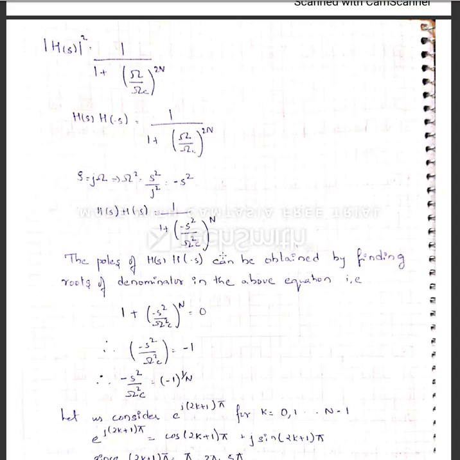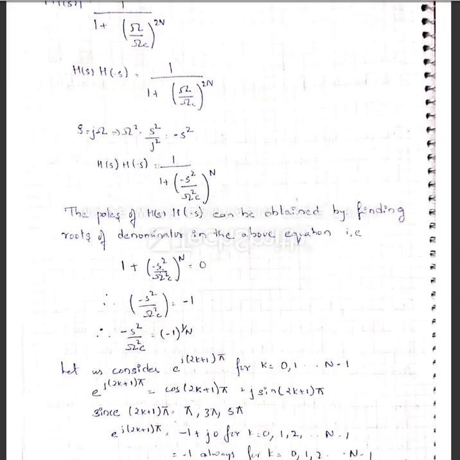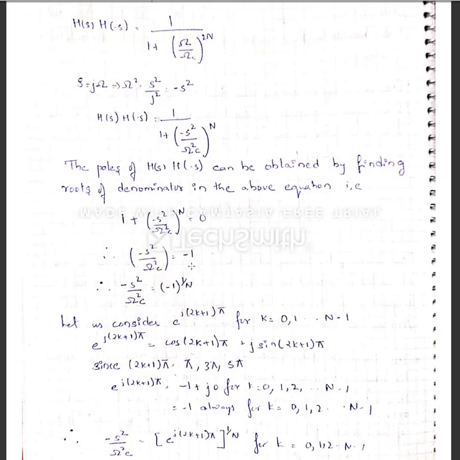Okay. Now how are you obtaining the poles? The poles of this are obtained by comparing the denominator to 0. I told you, 1 plus (minus s square by omega c square) whole to the power n is compared to 0. So minus 1 comes to this side. Okay. Now what is happening here? We have an n here, I had missed that n. So minus s square by omega c square will be equal to (minus 1) whole to the power 1 by n. Clear?